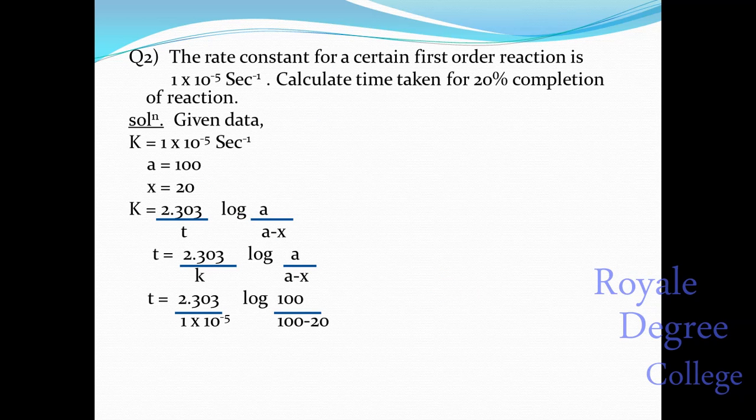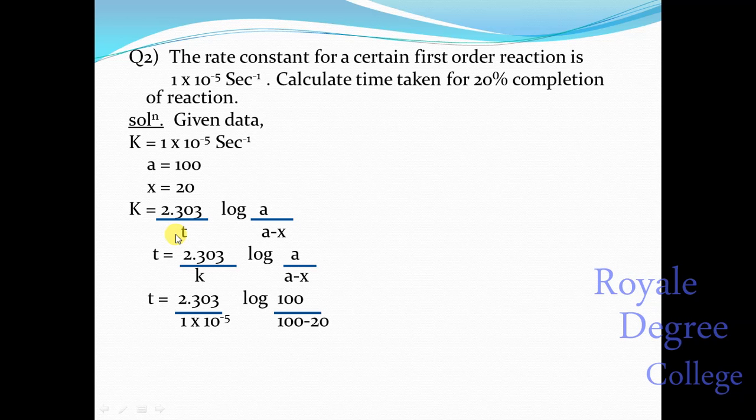Now we'll see the second problem. The rate constant for a certain first order reaction is 1 into 10 to the power minus 5 per second. Calculate the time taken for 20% completion of the reaction. The given data: k is equal to 1 into 10 to the power minus 5 per second, A value is 100 and x value is 20. We are using this formula for the first order: k is equal to 2.303 by t into log A by (A minus x).